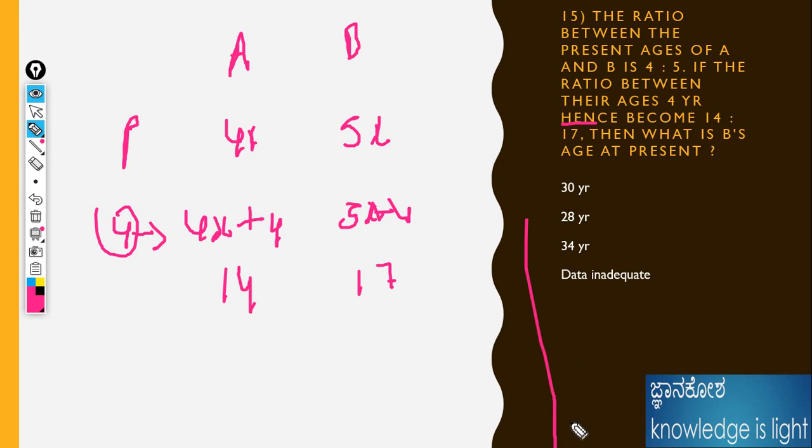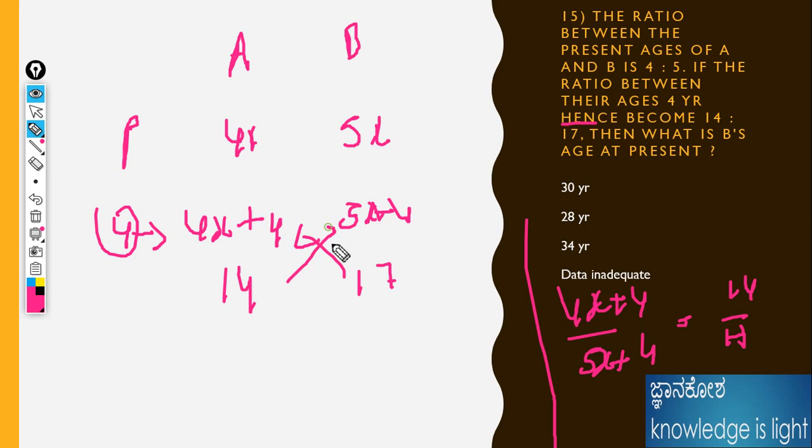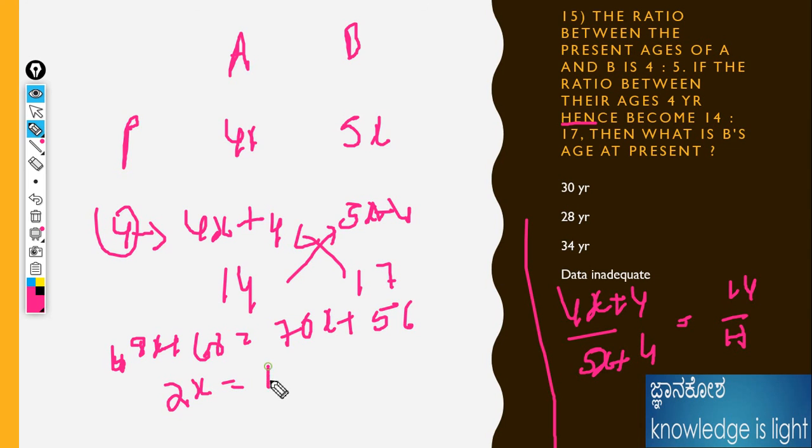Understand? Many of the students do like this, otherwise you can solve like this: 4x plus 4 over 5x plus 4 is equal to 14 by 17. Like that you can easily solve this question, because it is just cross multiplication. 17 times 4 is 68, so 68x plus 68 is equal to 70x plus 56. Therefore 68 minus 56 is 12, so 2x is equal to 12, x is equal to 6.